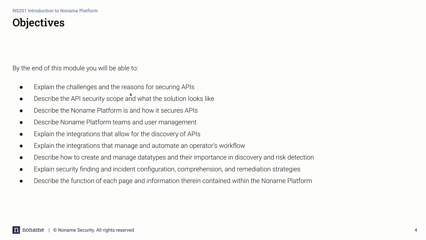What I'm going to tell you, however, is that the very first two bullets are all about the slides. We're going to talk about the challenges, why API security is a must nowadays. We're going to talk about, very importantly, what the API security scope is that we are addressing, and what the solution looks like. As soon as we're done with all that, the rest of the class is going to be all about the no-name platform. We're pivoting from the slides into the no-name platform.